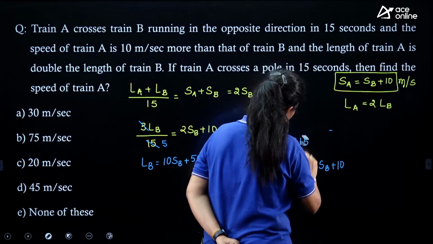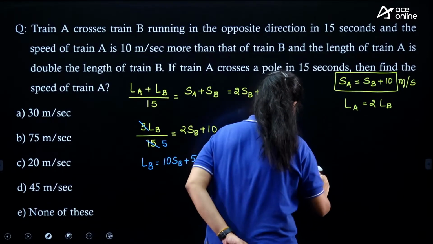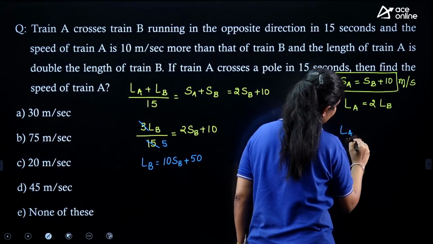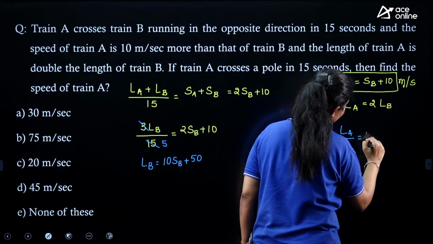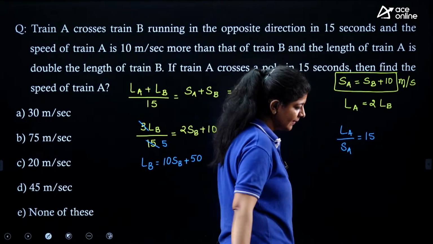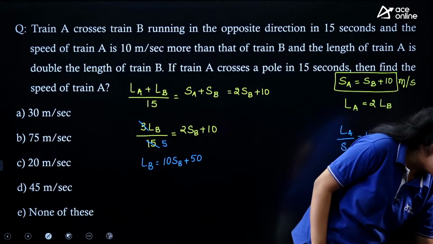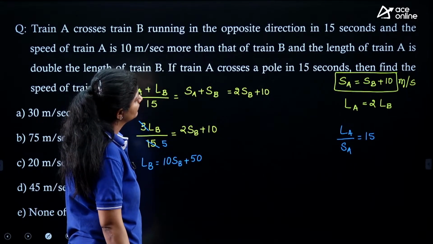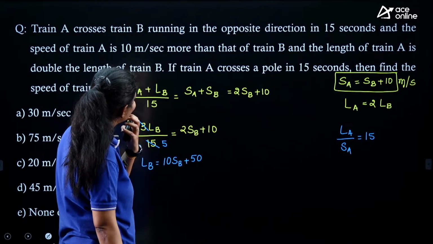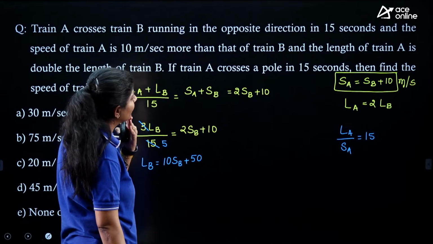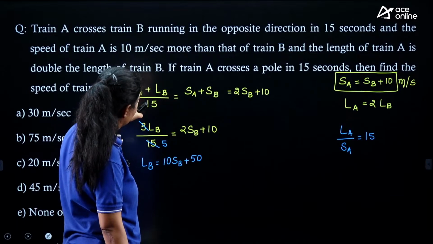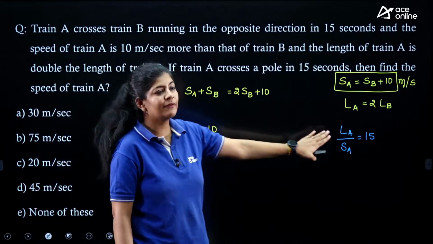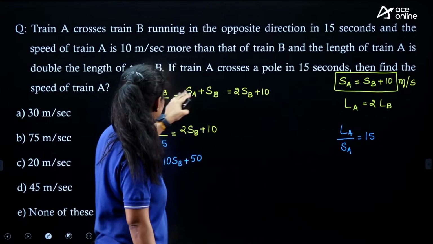I'm getting confused about which variable we need to replace here. The relation we have is LA divided by SA is equal to 15, right? This is what we are having. Any one of you, which variable should we replace, either LA or LB? Or we can also do one thing: instead of going like this, we can directly substitute the value of either LA or SA over here, right?